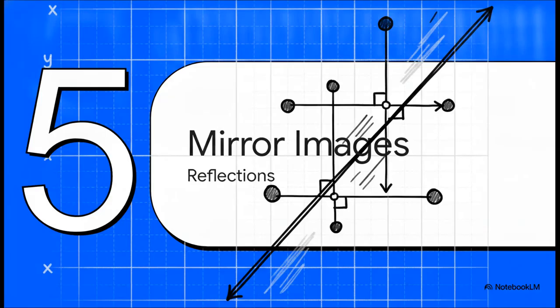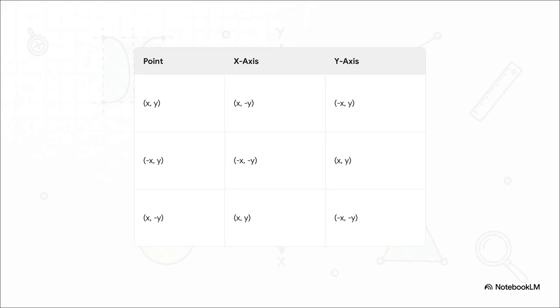Section 5. Mirror images and reflections. Okay, I absolutely love this part. This is essentially a cheat code for reflections. We use a really simple mirror image matrix. If you reflect a point across the x-axis, you only change the sign of the y-coordinate. So (x, y) becomes (x, -y).